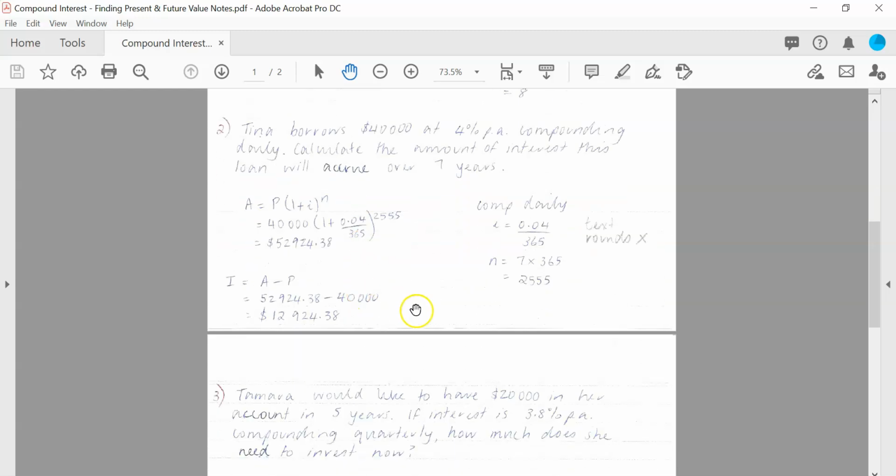Our second example, Tina borrows $40,000 at 4% per annum compounding daily. Calculate the amount of interest this loan will accrue over the 7 years. Once again, it's a compound interest situation, so we've got our compound interest formula. Compounding daily, so when we work out our I value, 0.04, which is the 4% as a decimal, divided by 365 days in a year.